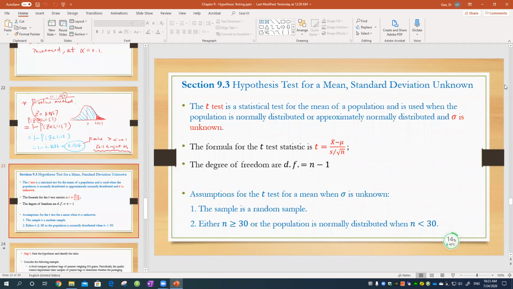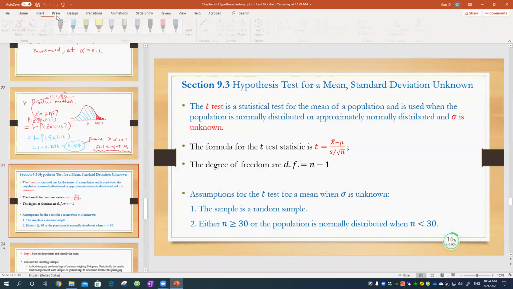So when we look at a real question, most likely we don't know the population information. So the population standard deviation sigma will be unknown. So it's similar to the confidence interval problem. When sigma is unknown, we're going to have a t distribution. Then the only modification we have to do is change the z test statistic to the t test statistic.